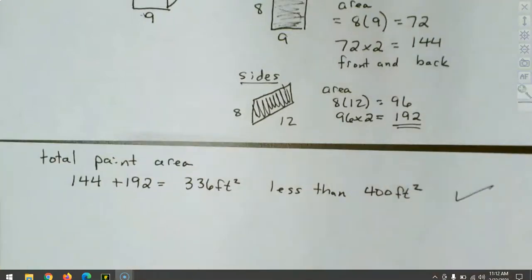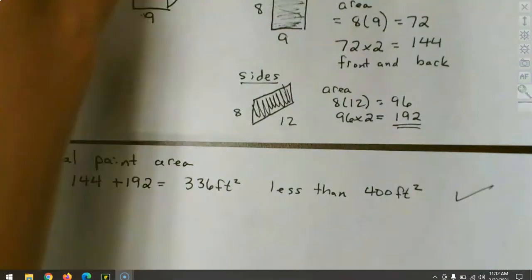Okay, so we know we can paint the room. Now, some of these are not going to be less than 400, and in that case, we couldn't paint the room. So if it goes over, we'd have to buy an extra gallon. So we can paint this room with 1 gallon. We're pretty sure we can do the room with 1 gallon of paint.